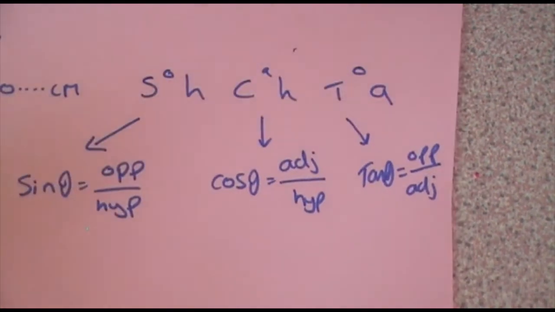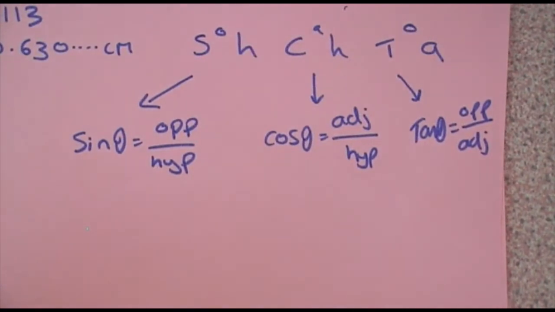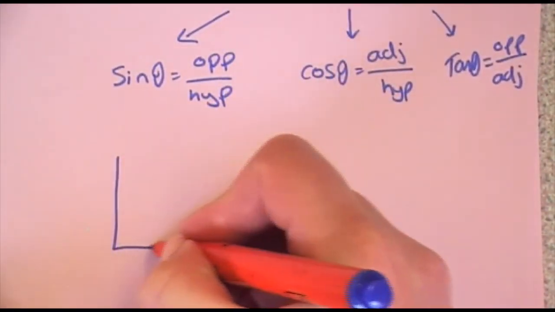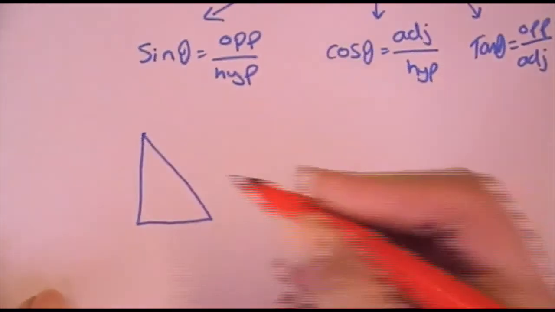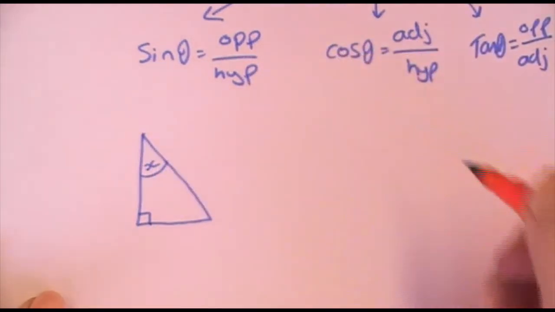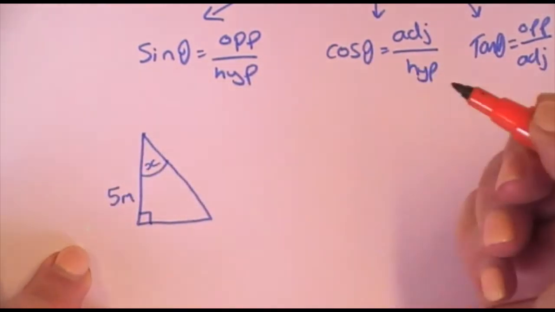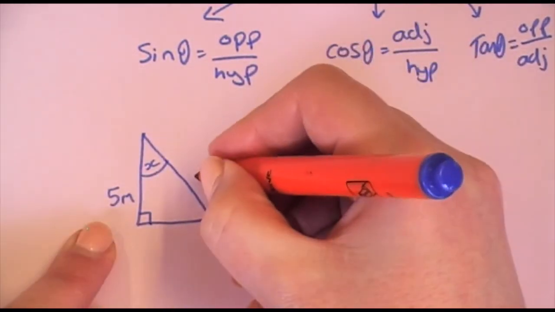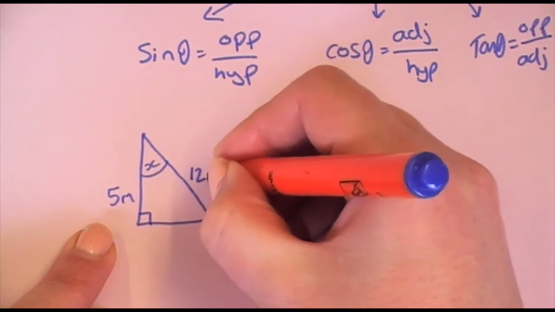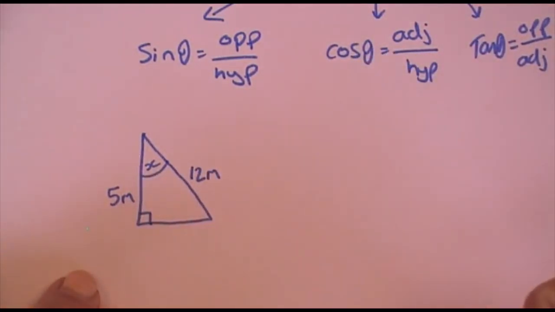Now, I'm just going to give you an example of using trig when you need to find an angle, because it's slightly different to finding one of the sides. So I'm just going to roughly draw a right angle triangle there. Here's my right angle. This is what I'm going to want to find. And let's say I know that that is 5 meters. And let's say that this is 12 meters. I want to know what that missing angle is.